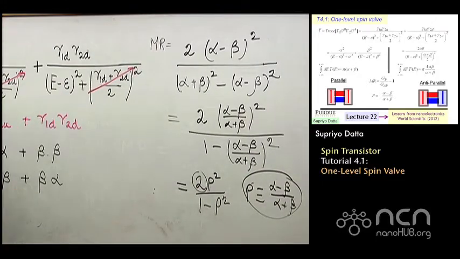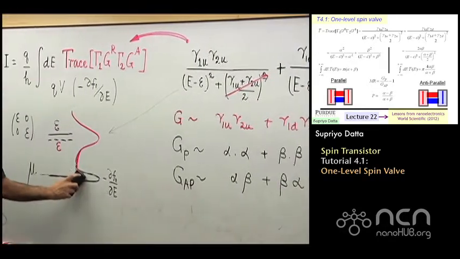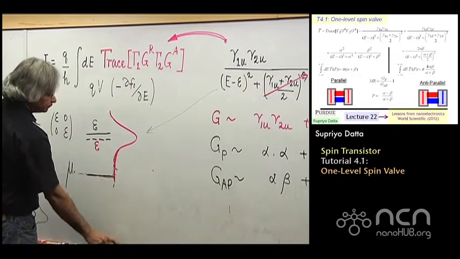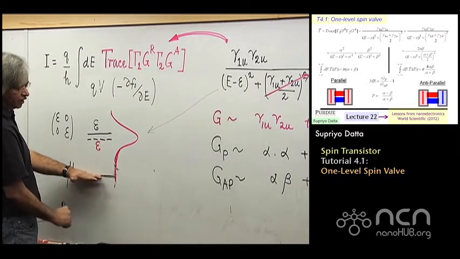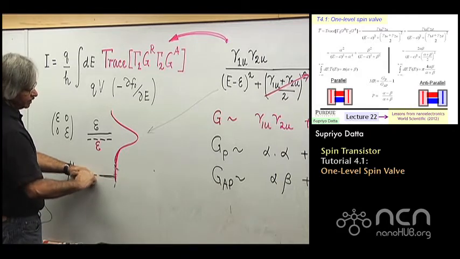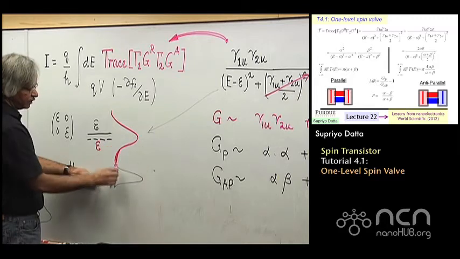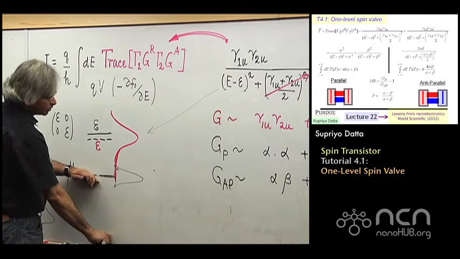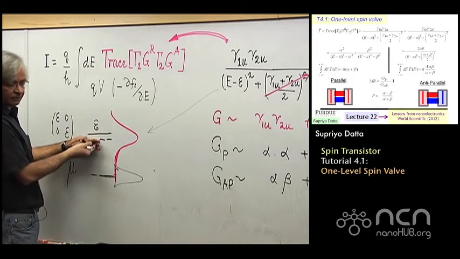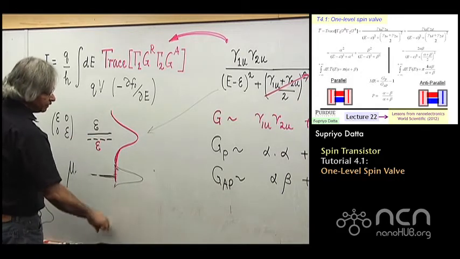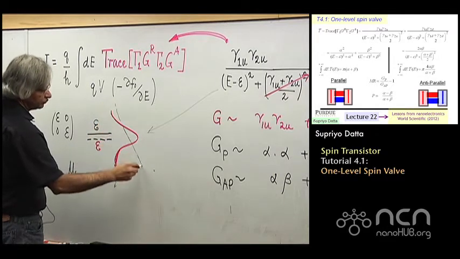And the basic point is actually something like this. Supposing our mu happens to be way down here, the electrochemical potential, then the del F0 del E is peaked here, and we only need to look at the value down here. But supposing the chemical potential is fairly close to this level, so that this del F0 del E is actually a very broad curve.